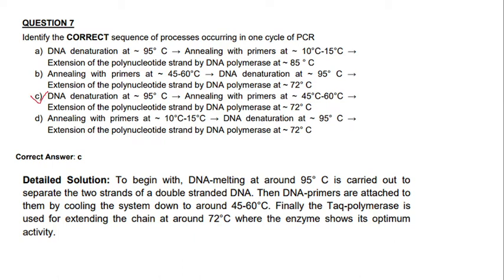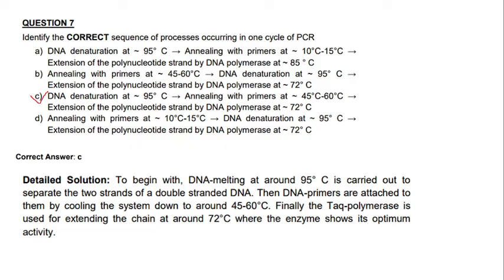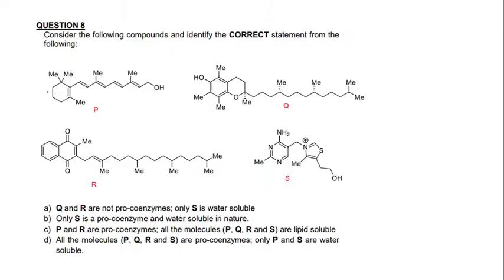Okay, so let's see the next question. Cofactors, types of cofactors. There are two types of cofactors. Some are metal ions, others are coenzymes. Coenzymes are organic cofactors. Okay, that I will tell you later.